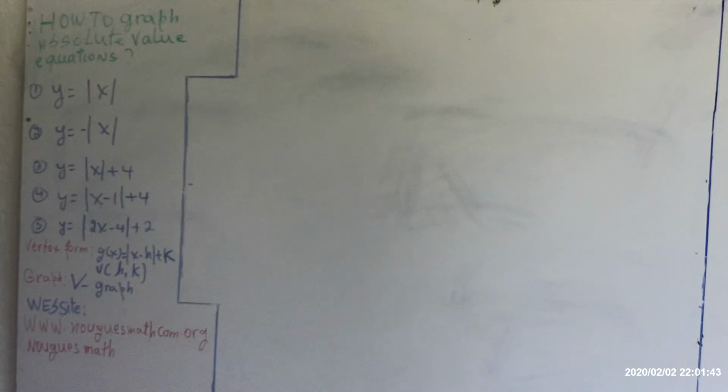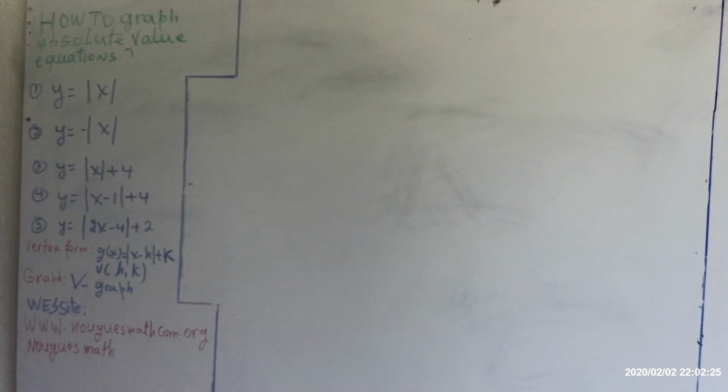You can use a table of values to graph an absolute value equation, and also you can use the vertex form. Today I'm going to teach you both. I'm going to teach you how to use a table, and also how to use the vertex form. You will see using the vertex form is easier than using a table of values, but I encourage you to use a table of values. I'm going to teach you the quick way, which is the vertex form.